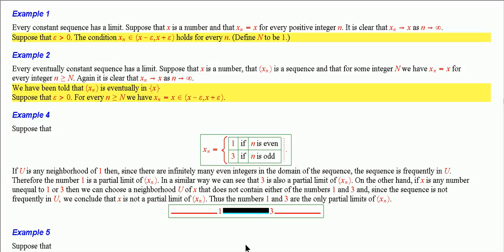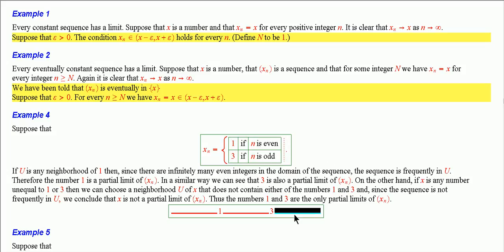For how many values of n is xn in that open interval? Look at the definition. None at all, right? Are there infinitely many? No, there are none at all. There can't be infinitely many. And if x is greater than 3, use that interval.